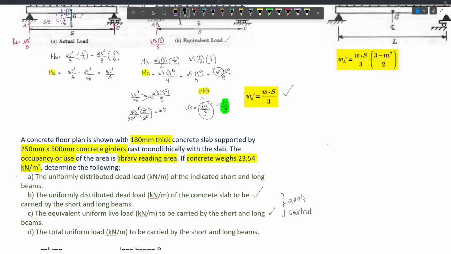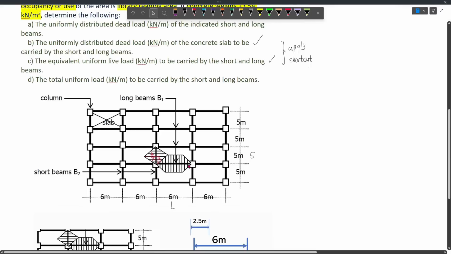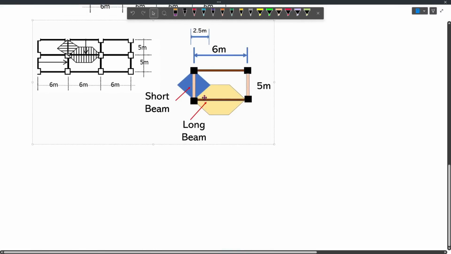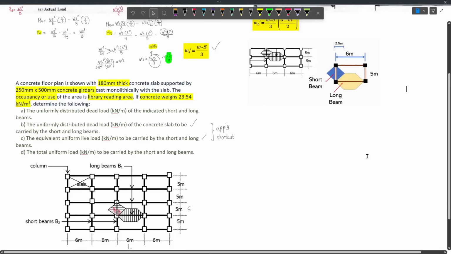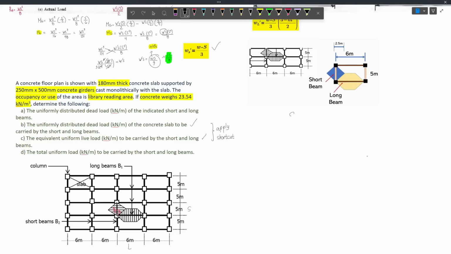And so for letter A, we need to compute the uniformly distributed dead load of the indicated short and long beams. And so ito na yan. This will be our short beam and this will be our long beam. So ilalagay ko na lang to dito. And so now let's just divide our solution. This is for the short beam and then another column will be for the long beam.